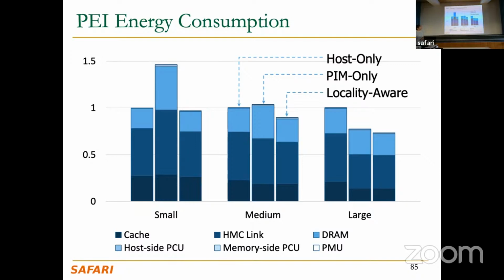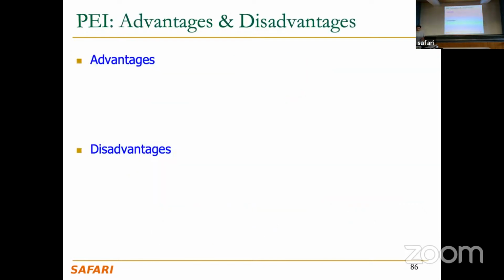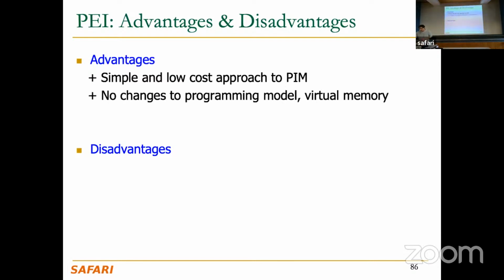And in terms of energy consumption, here you can see also some energy results for small, medium, and large data sets. As expected, there are higher energy reductions for large data sets. So, advantages and disadvantages. The advantage is a simple, low-cost approach to processing in memory.